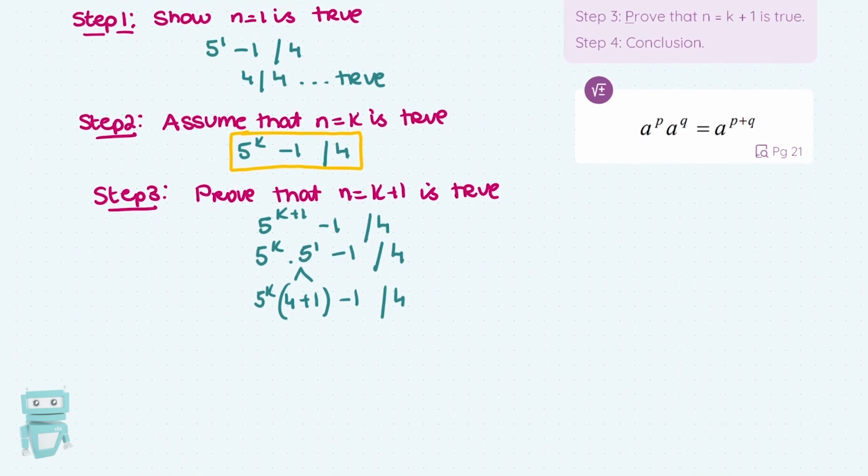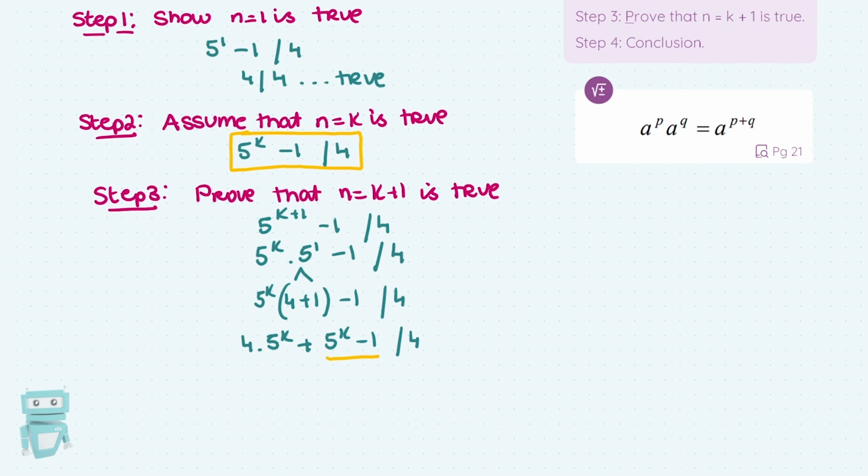Now, when we see brackets, we just simply multiply them out. What we've got hidden away here is our step 2, our assumption, our 5 to the power of k minus 1, what we've assumed to be true. The bit that is left over, the 4 times 5 to the power of k, is divisible by 4.